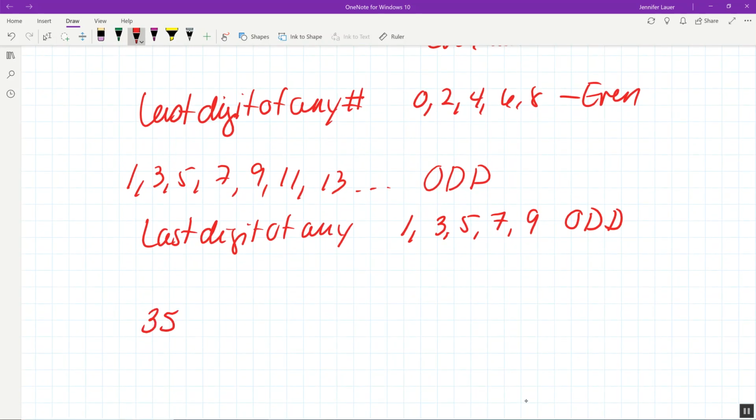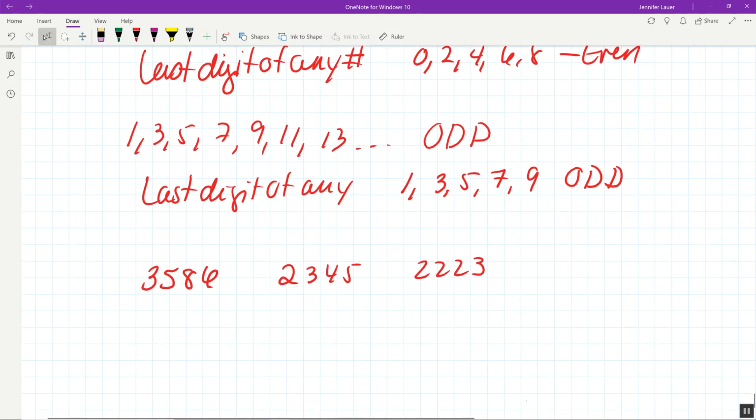We have 3,586, 2,345, and 2,223. Which one is even? This ends with a 6, so it's even. This ends with a 5, so it's odd. This ends with a 3, so it's odd again. So again, you're looking at the last digit.